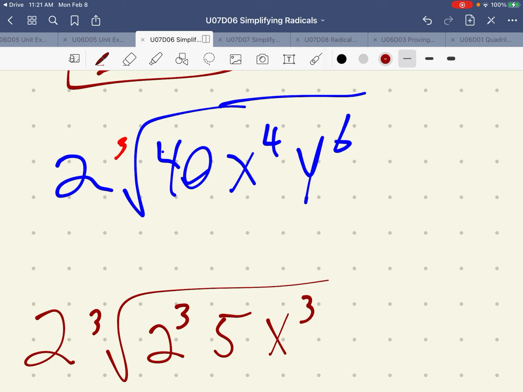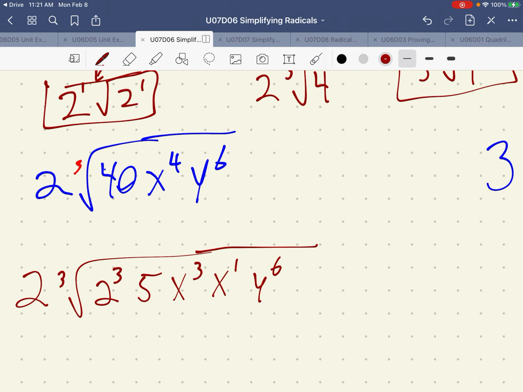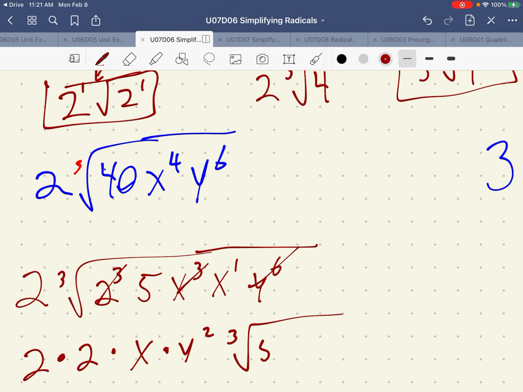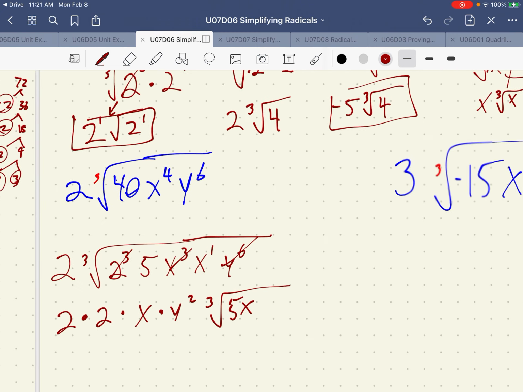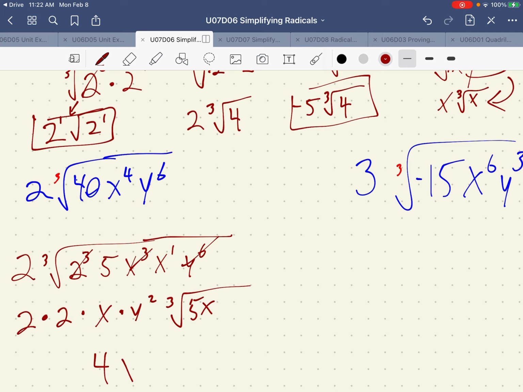x to the 3rd, x to the 1st, because the 4 is not divisible by 3. Y to the 6th is divisible by 3, so we'll leave it together. So we get 2 times x times y to the 2nd, and we are still left with a 5x inside of the radical. So our final answer will be 4x y to the 2nd cubic root of 5x.